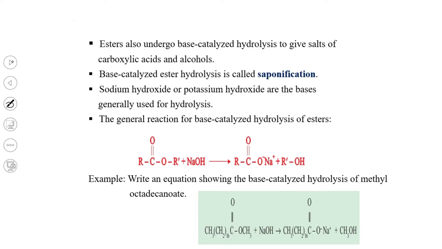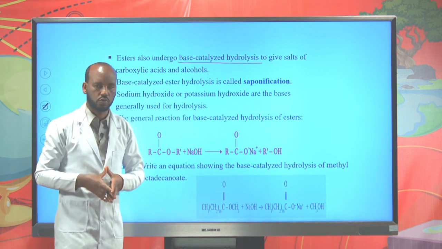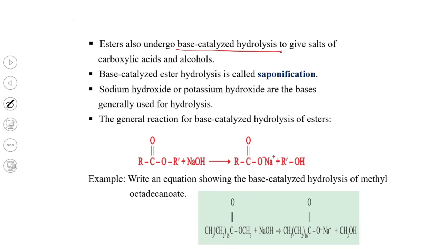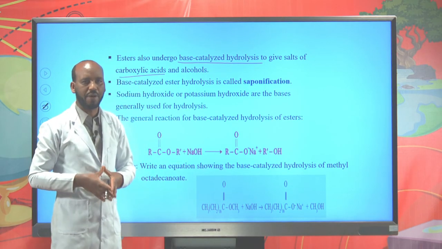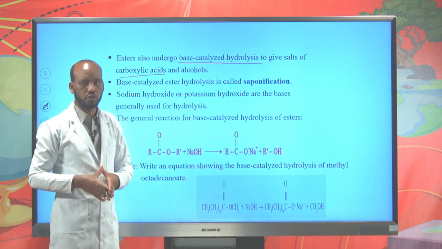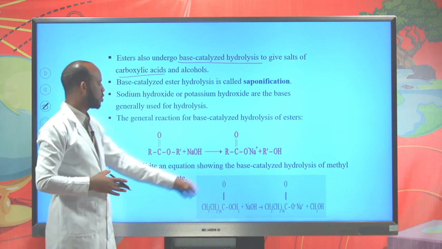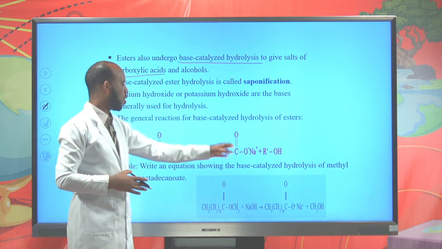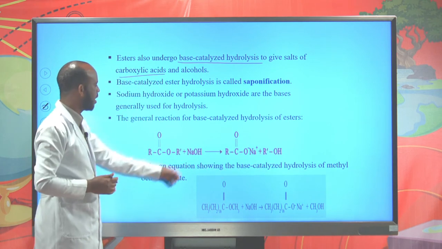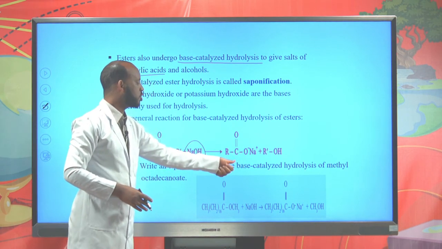Esters also undergo base-catalyzed hydrolysis to give salts of carboxylic acids and alcohols. Base-catalyzed hydrolysis of ester gives salts of carboxylic acids and alcohol, and this process is saponification. Sodium hydroxide or potassium hydroxide are the bases generally used for hydrolysis. See, the general reaction for base-catalyzed hydrolysis of ester is this: ester plus sodium hydroxide or potassium hydroxide forms salts of the metal, RCOONa plus R'OH. This is base-catalyzed hydrolysis of ester to form the salt of the acid and alcohol.